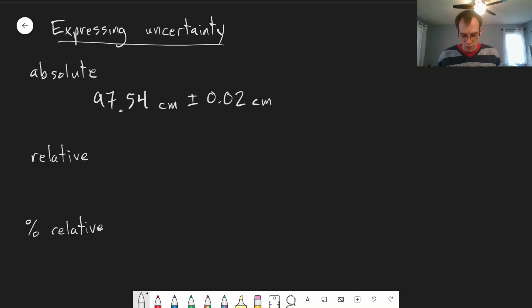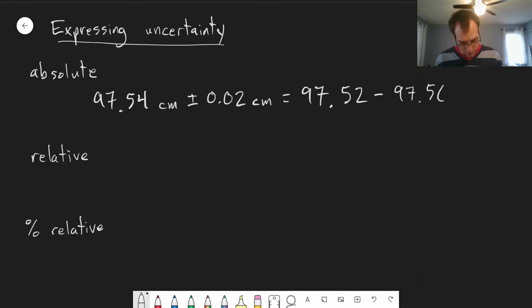We basically do exactly what this plus or minus shows. We can add or subtract 0.02 from our number, and that's the range that we would expect our true value, our actual measurement, to lie within. So this is a shorthand for saying it's between 97.52 to 97.56 centimeters. Somewhere in that range is our actual measurement. That's pretty straightforward, and that's a very common way to express uncertainty.